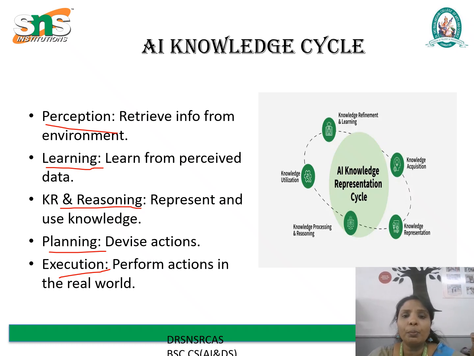Together, these 5 components form a cycle that allows an AI system to continuously perceive, learn, think, plan, and act, enabling them to behave intelligently and adaptively in dynamic environments.